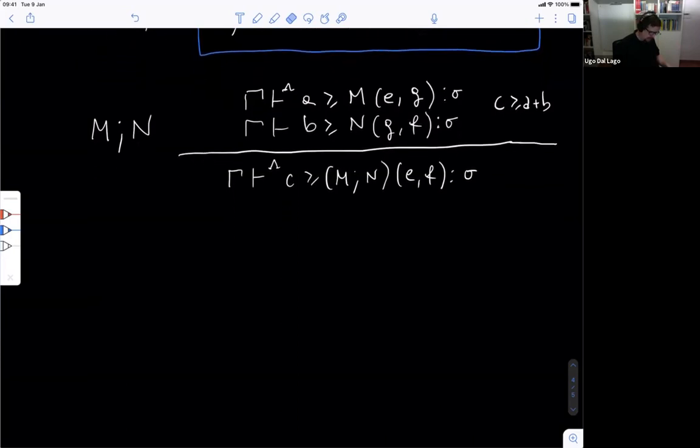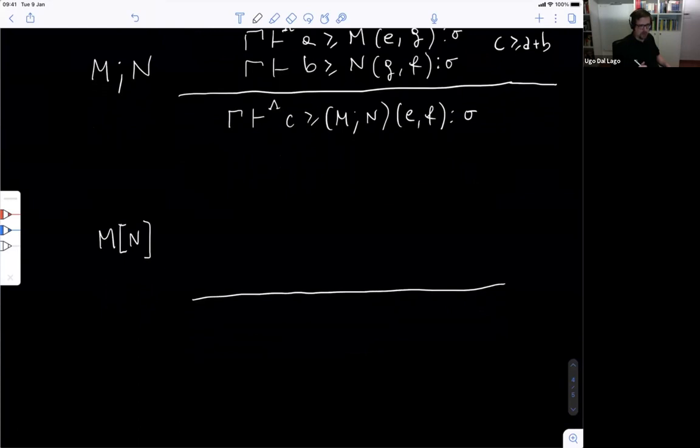So we want to define now what M substituted N looks like. And if you remember what you hope to get as a conclusion, even in the case of relations, is the following. You want to talk about the substitution of values when certain values take place, so X and B.